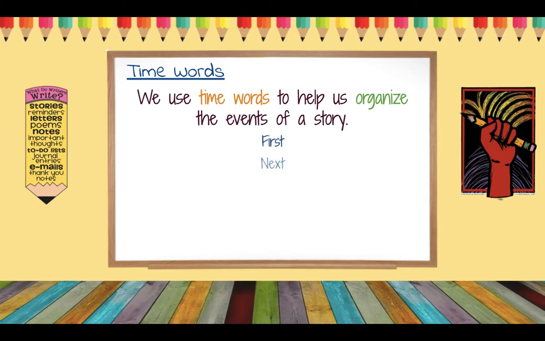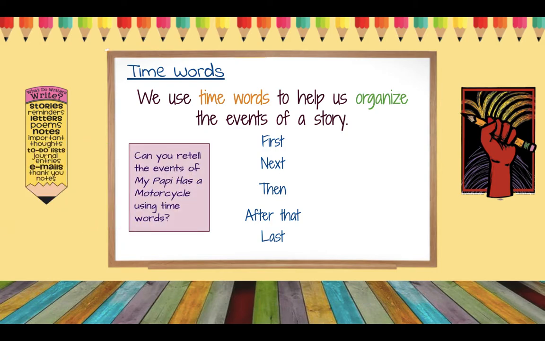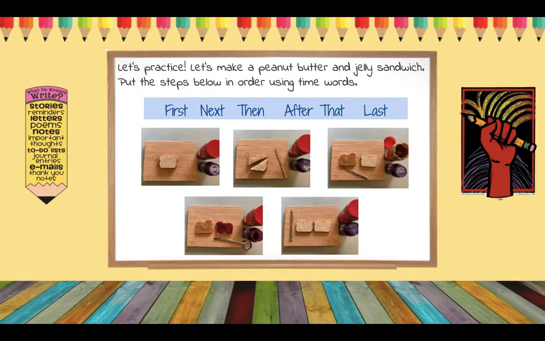Here are some of the time words we are going to use. First, next, then, after that, and last. These are the 5 time words we're going to try to use in our own small moment stories. But I want you to think, can you retell the events of My Papi Has a Motorcycle using these time words? Go ahead and pause if you want to think about it. If not, let's move on so we can do some practice with our time words.